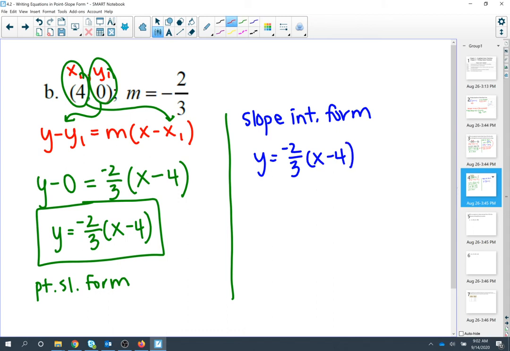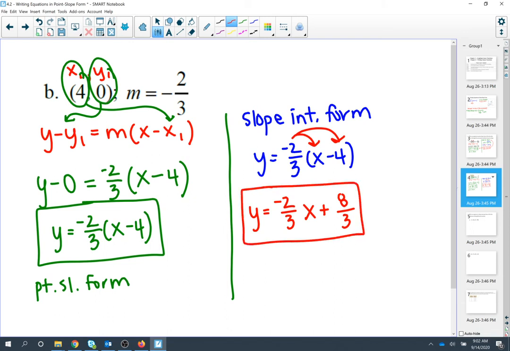I'm going to start by distributing. So y equals negative 2/3 x plus 8/3. And that's a little funny. Use your calculator if you need it. And then here, there's nothing to clean up. Y is already by itself. So this is going to tell me that my y-intercept is at 8/3. My slope is negative 2/3, which my slope is negative 2/3 here. And this is slope-intercept form. Again, these are the same equation of the line, just two different forms.